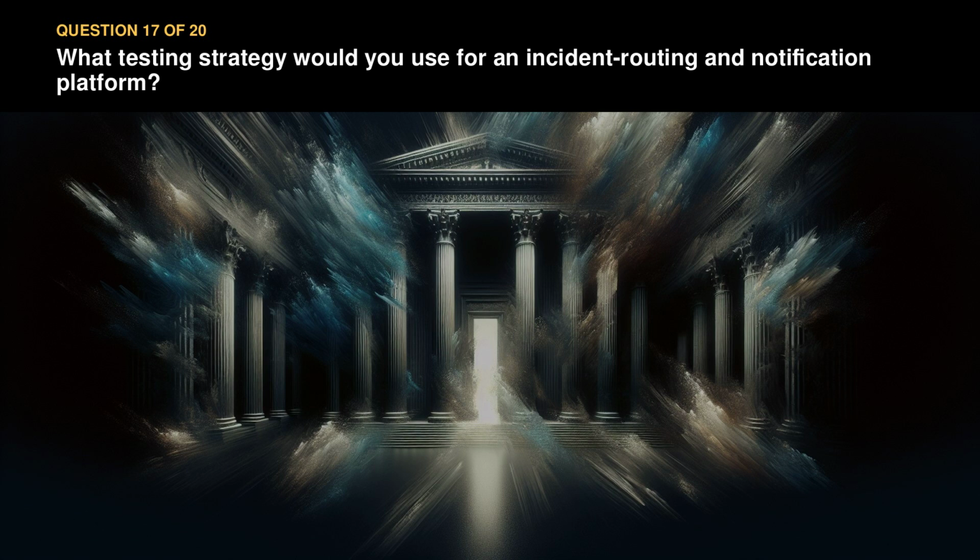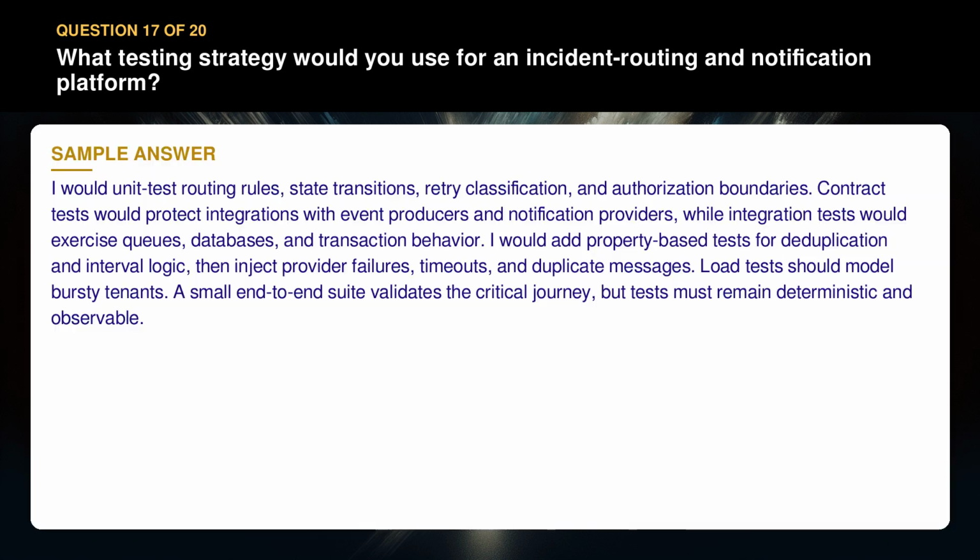Question 17. What testing strategy would you use for an incident routing and notification platform? I would unit test routing rules, state transitions, retry classification, and authorization boundaries. Contract tests would protect integrations with event producers and notification providers, while integration tests would exercise queues, databases, and transaction behavior. I would add property-based tests for deduplication and interval logic, then inject provider failures, timeouts, and duplicate messages.